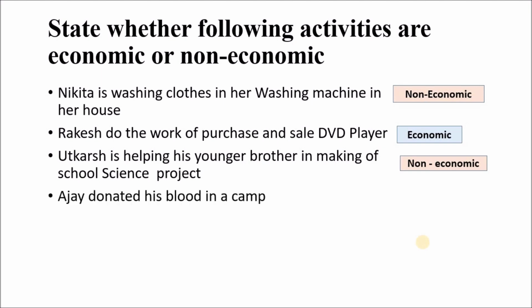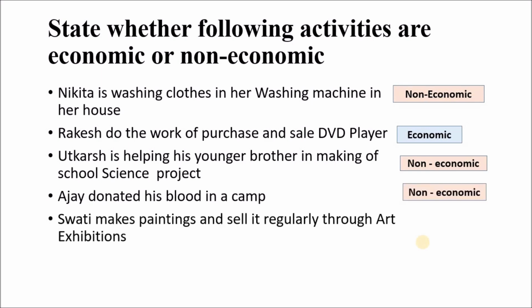Then Ajay donated his blood in a camp. Again, it is a non-economic activity. Next is Swati makes paintings and sells them regularly through art exhibitions. So Swati knows painting and now she is regularly selling all the paintings she has made through art exhibitions. Although painting is a non-economic activity, when you start selling it and make a business out of it, it becomes an economic activity.